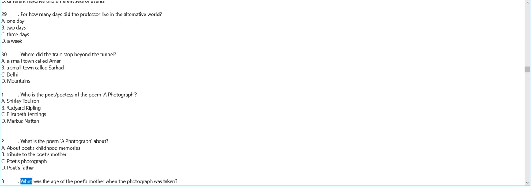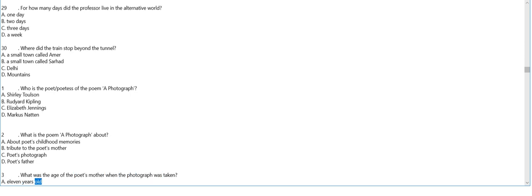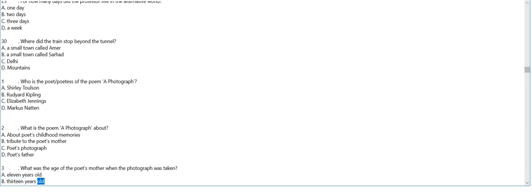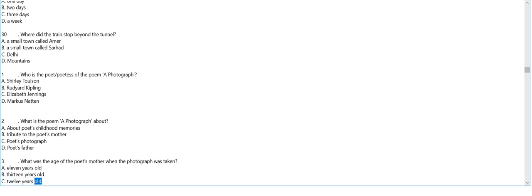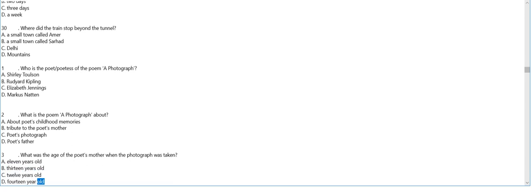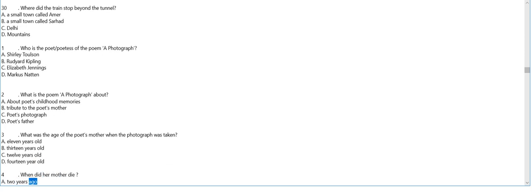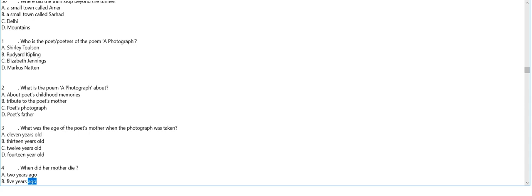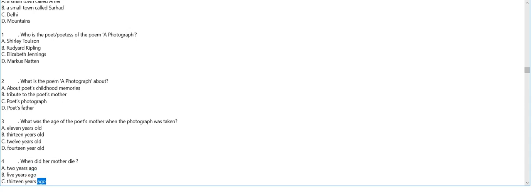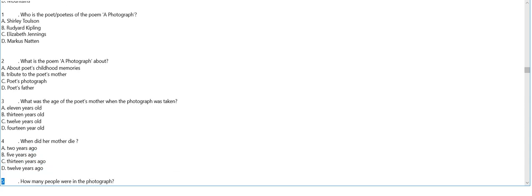3. What was the age of the poet's mother when the photograph was taken? A. 11 years old. B. 13 years old. C. 12 years old. D. 14-year-old. 4. When did her mother die? A. 2 years ago. B. 5 years ago. C. 13 years ago. D. 12 years ago.